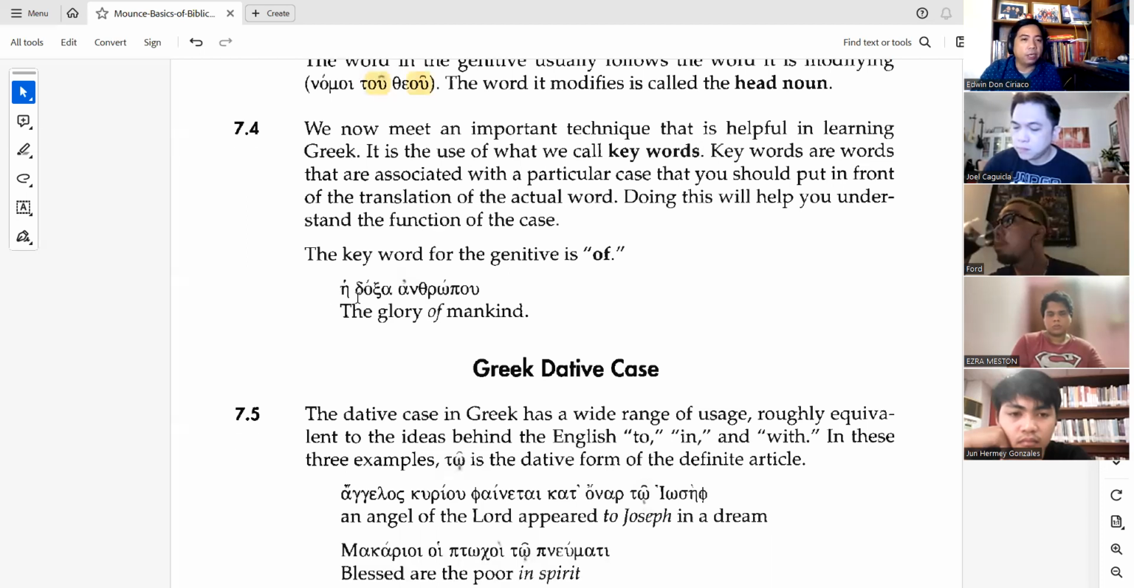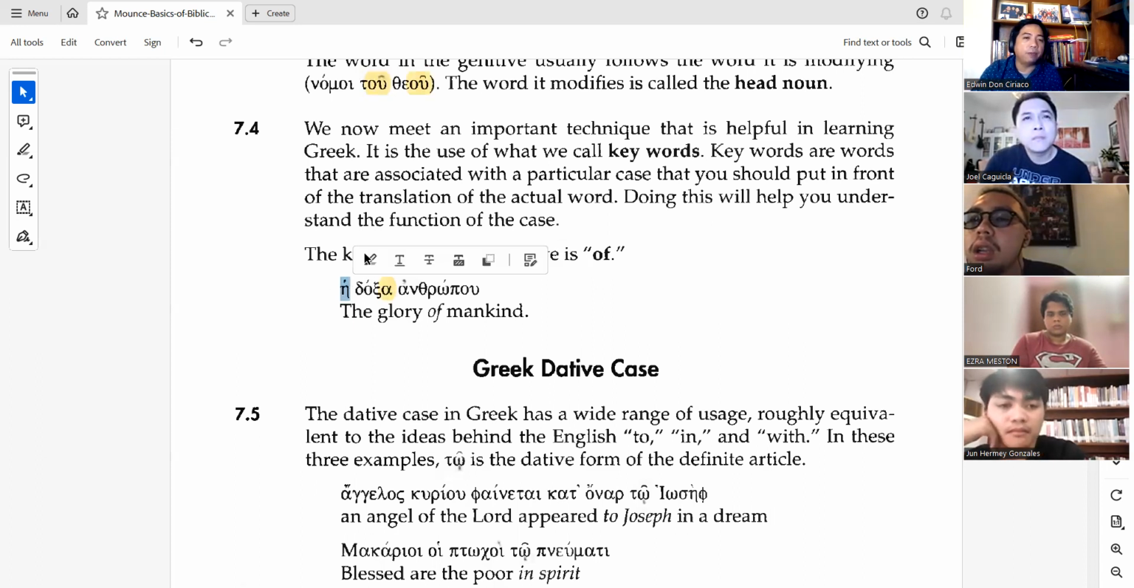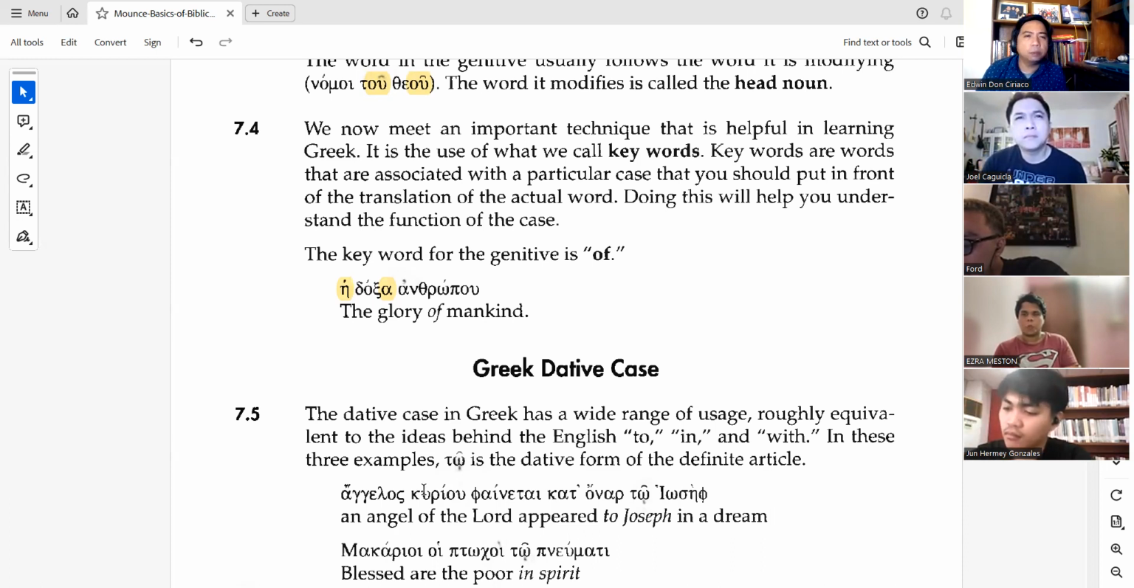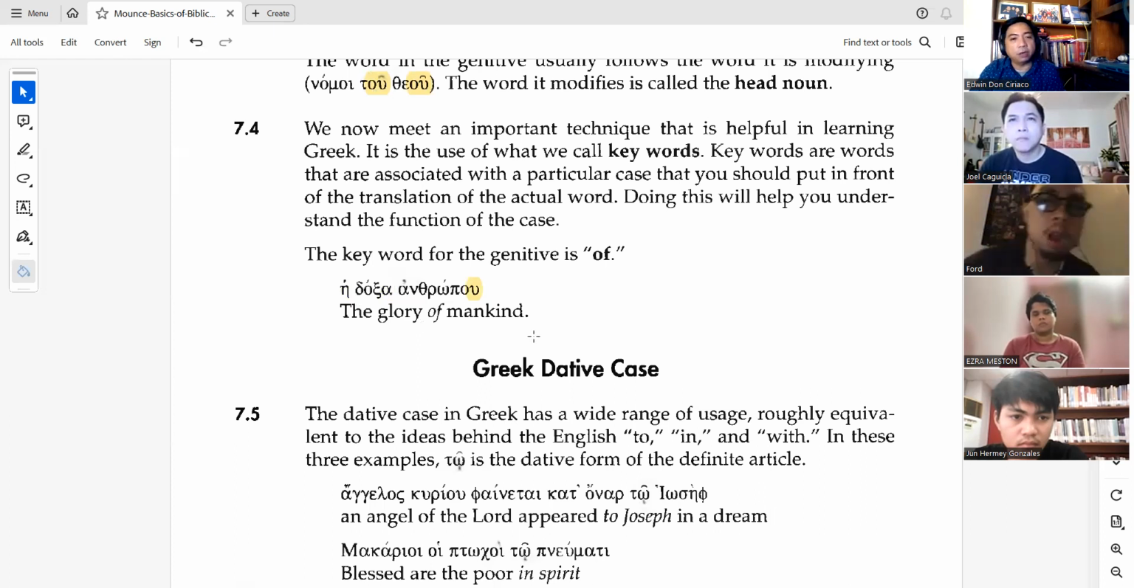Okay, keywords. He doxa anthropo. Doxa is glory. Given that this is feminine form, it will take a feminine definite article, sorry, definite article. And then this is the genitive because it ends with you. So not every genitive has a definite article like to. So it means the glory of mankind. If there is a definite article, it becomes the glory of the mankind. But we do not see the to here. So this is just the glory of mankind. Okay.